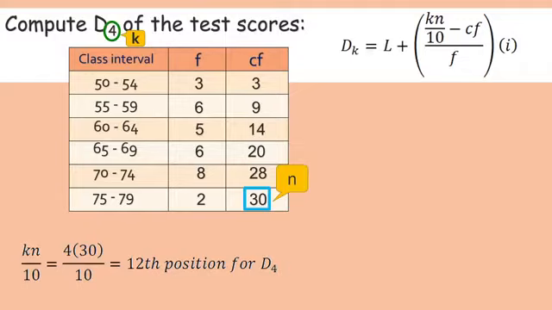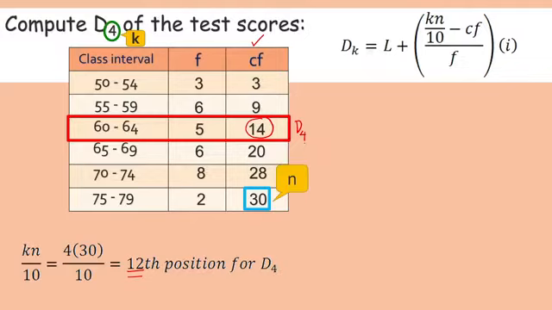You'll get 12. So this 12 over here, go to the CF column. What is the first number that is greater than 12 there? 14. Okay, just like what we did over quartiles. Look for the first number that is greater than 12. That's 14. This will be the class where the decile, the fourth decile, is located. Okay? So this is the location of the fourth decile.